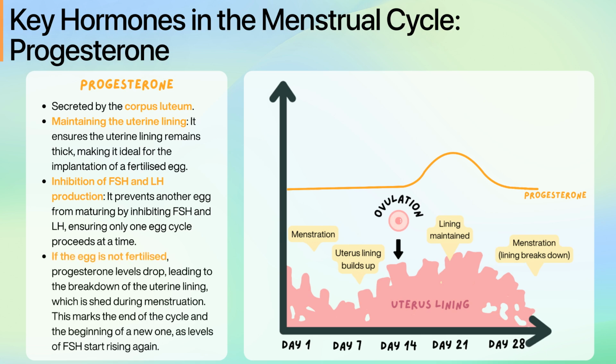If the egg is not fertilized, progesterone levels drop, leading to the breakdown of the uterine lining, which is shed during menstruation. This marks the end of the cycle and the beginning of a new one, as levels of FSH start rising again.